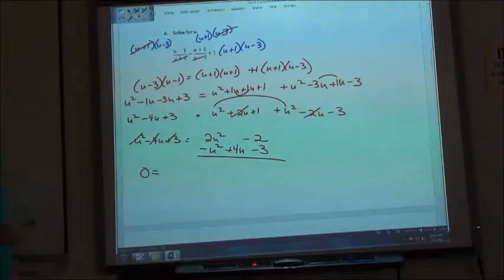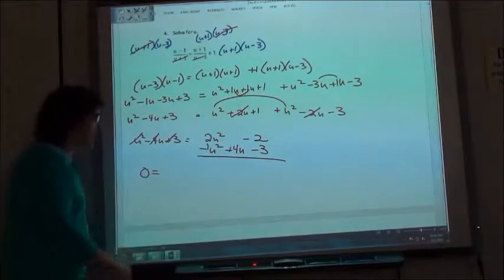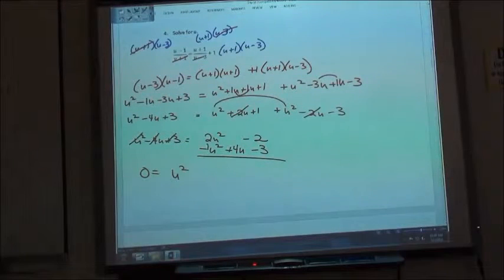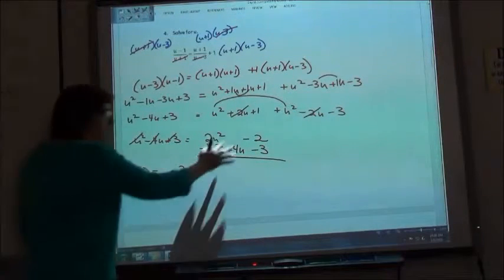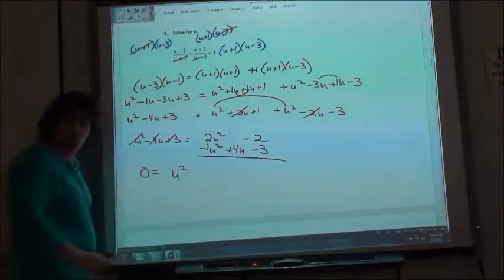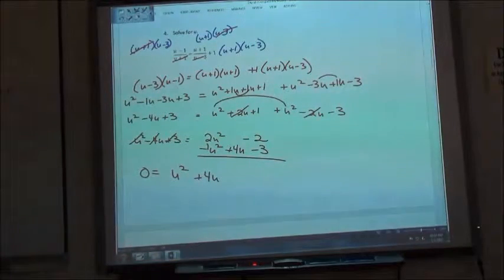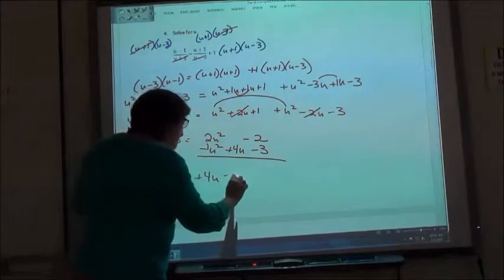2u squared minus 1u squared is just a 1u squared. 2 minus 1 is 1, right? So 2u squared minus u squared is u squared. Here we didn't have any u's, but we have a plus 4u, so we've got to have plus 4u. And then we got a negative 2 minus a 3, which would be minus 5, right?